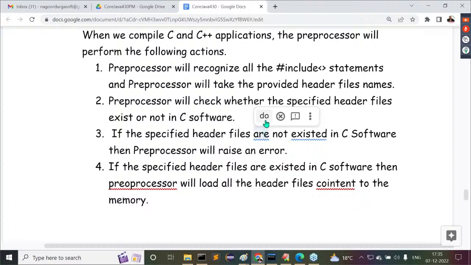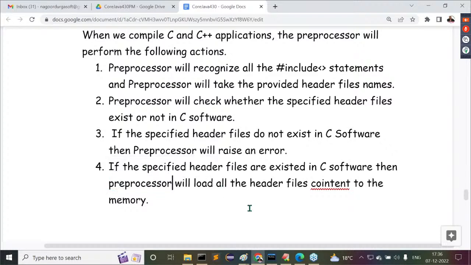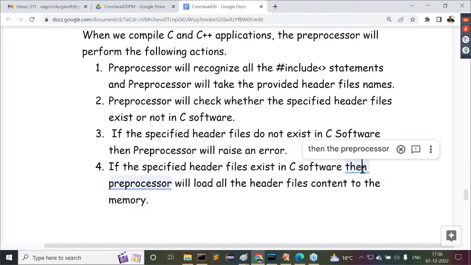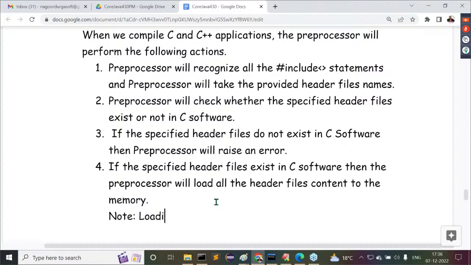This is the action we are getting clearly. If the specified header files do not exist in the C software, then the preprocessor will raise an error. If the specified header files exist in the C software, then the preprocessor will load all the header files' content to the memory. Understand, guys, what I'm telling you. Now here itself I'm giving one conclusion, one small note. What is that note here? Loading predefined library at compilation time.